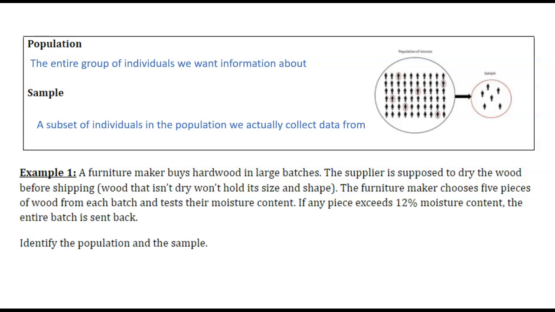In example 1, it says a furniture maker buys hardwood in large batches. The supplier is supposed to dry the wood before shipping. The furniture maker chooses 5 pieces of wood from the batch to check their moisture before they ship it. So our population here would be the whole batch, and our sample would be the 5 pieces that we actually test.